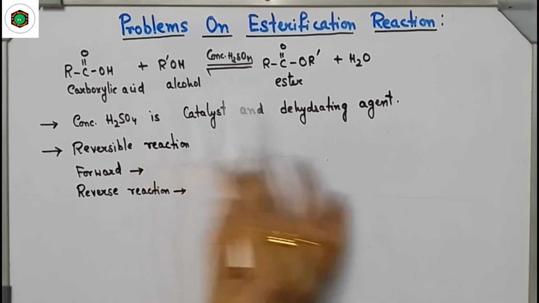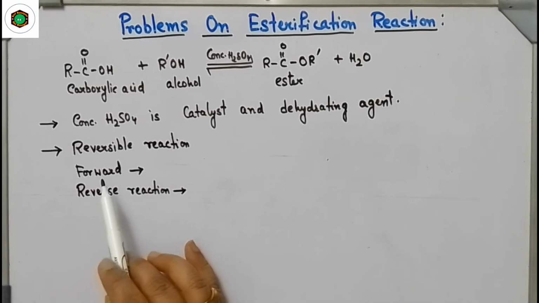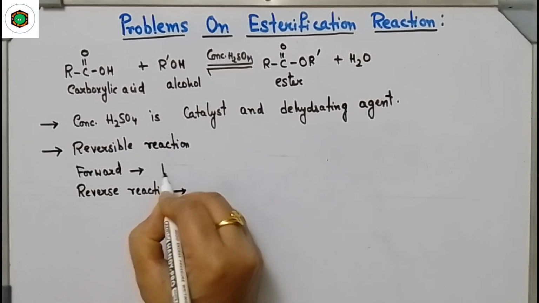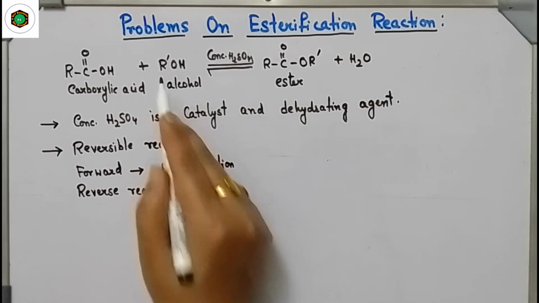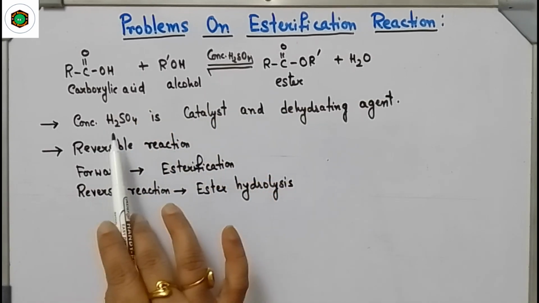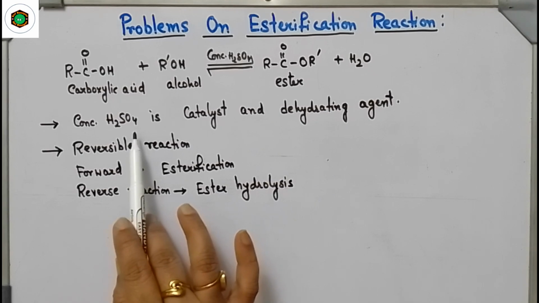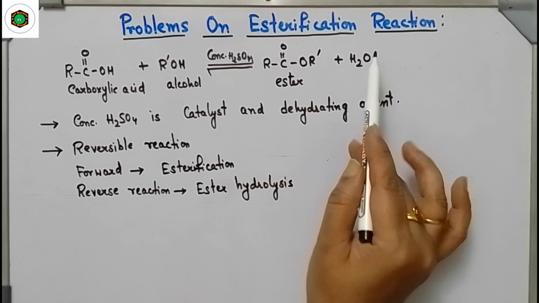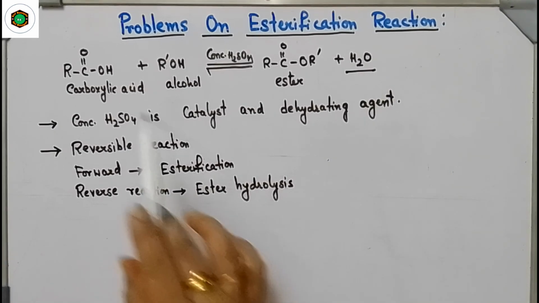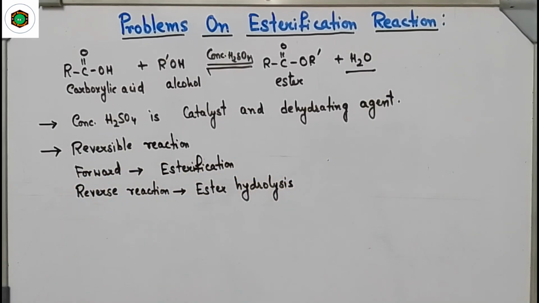Now see, this is a reversible reaction. Forward reaction is called esterification and reverse reaction is called ester hydrolysis. Here the catalyst is concentrated sulfuric acid and we know it is also a dehydrating agent. So it absorbs water and the reaction proceeds in the forward direction. So we have seen concentrated sulfuric acid is a catalyst and at the same time it is a dehydrating agent.